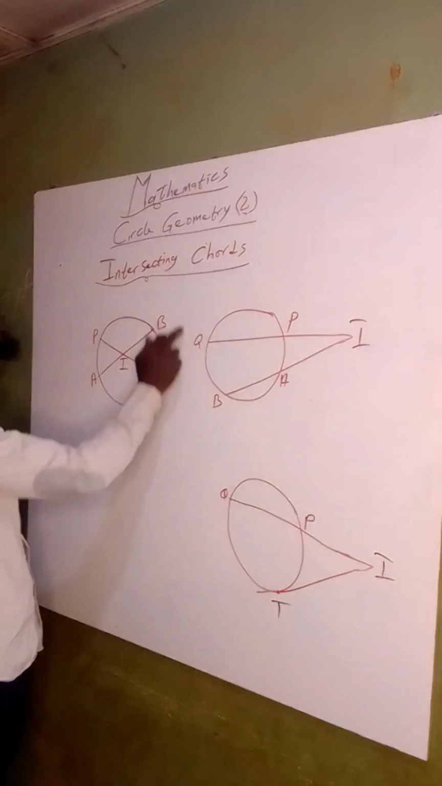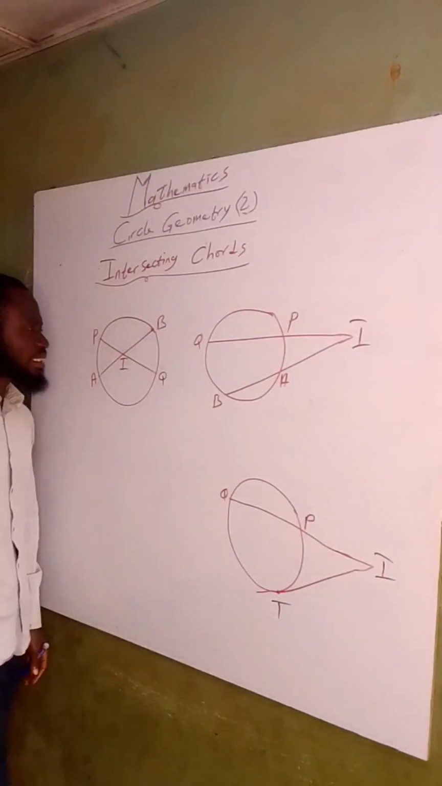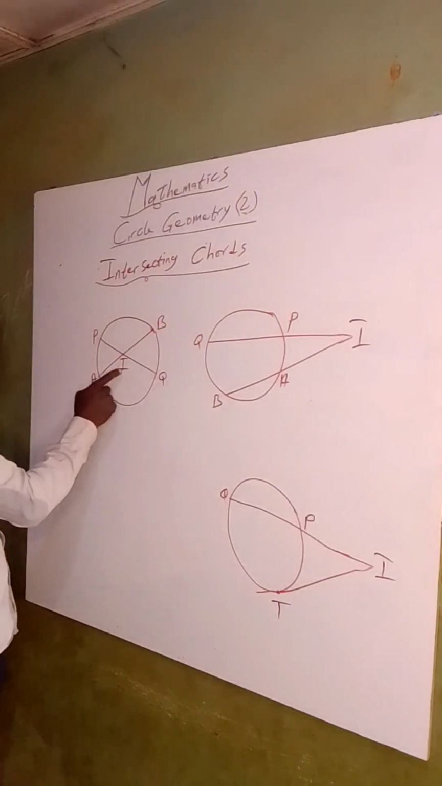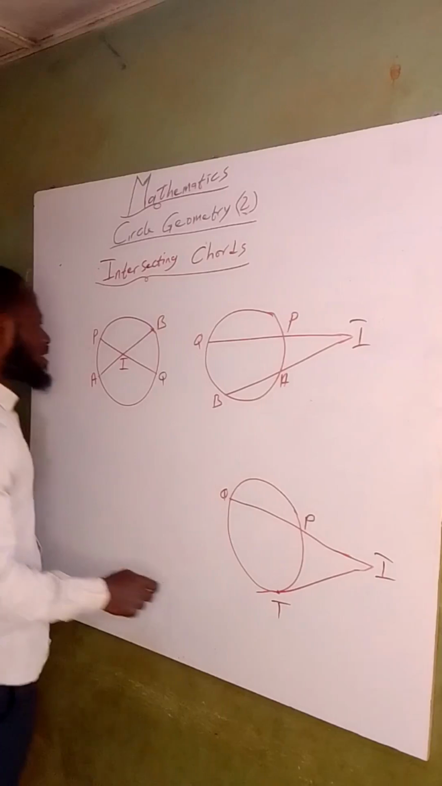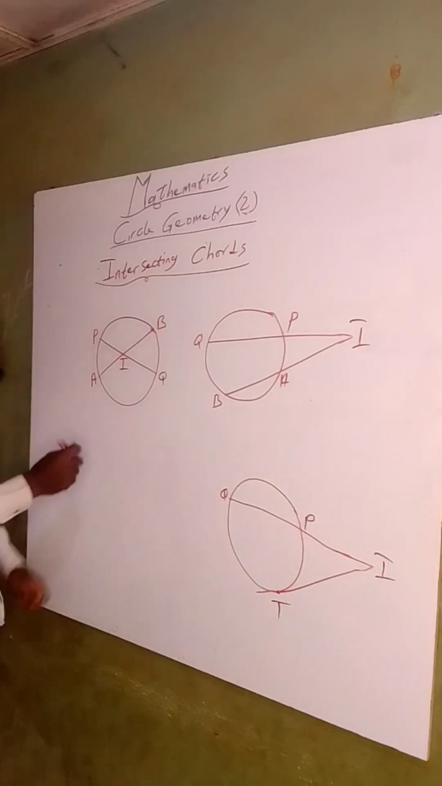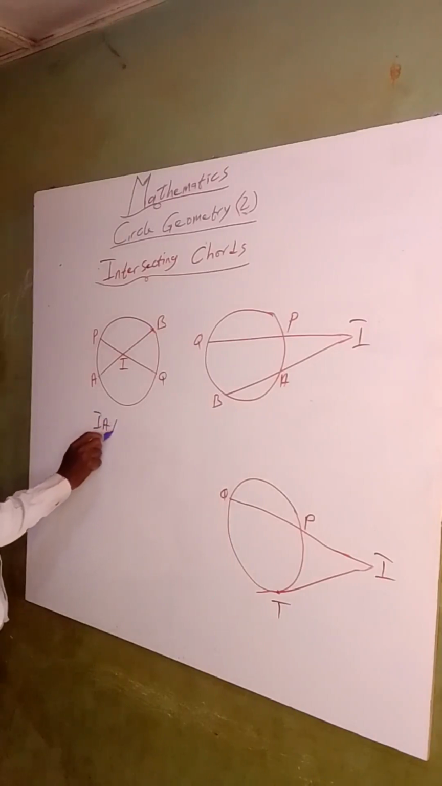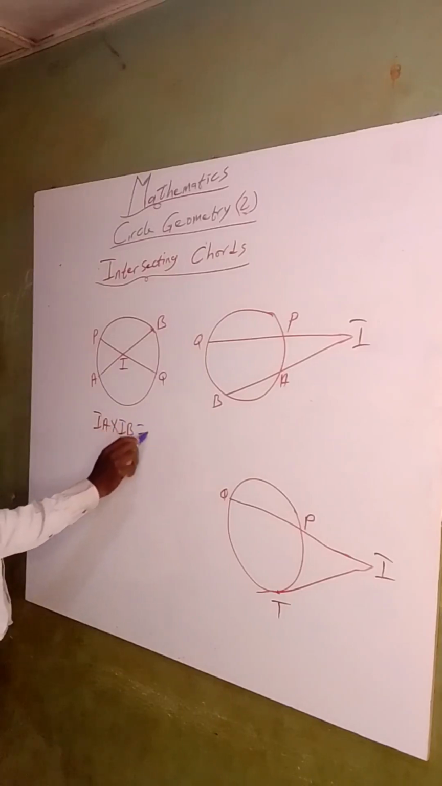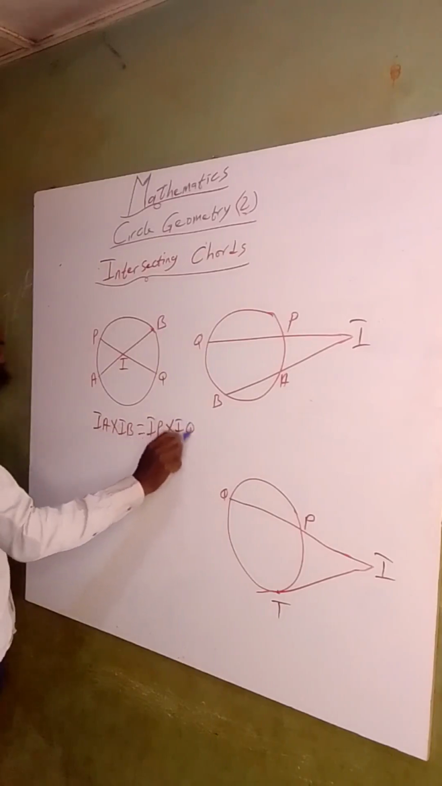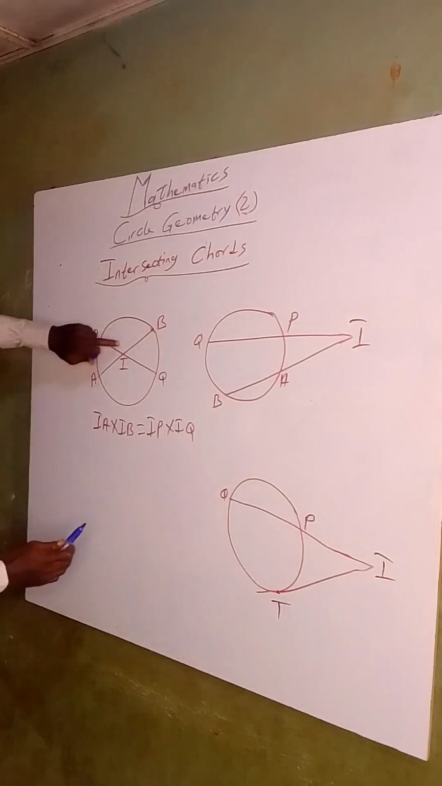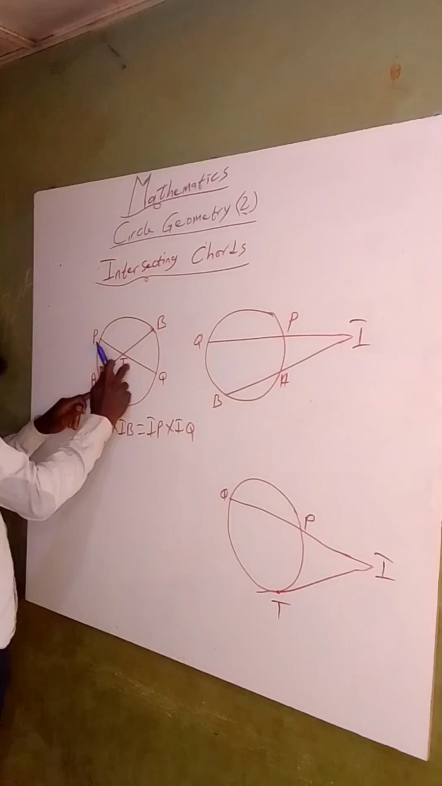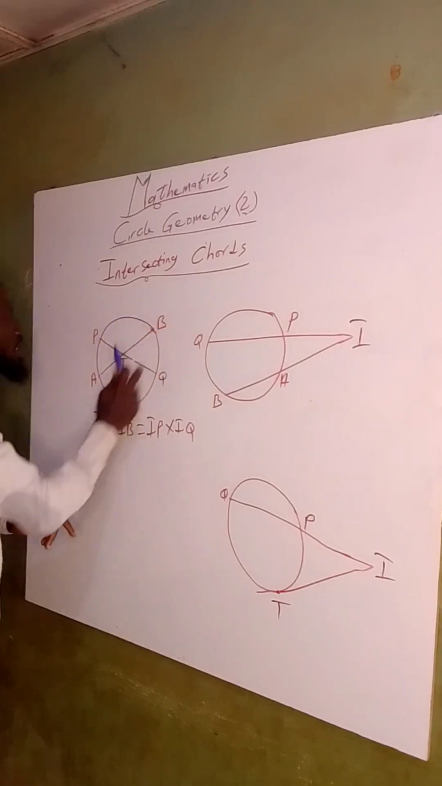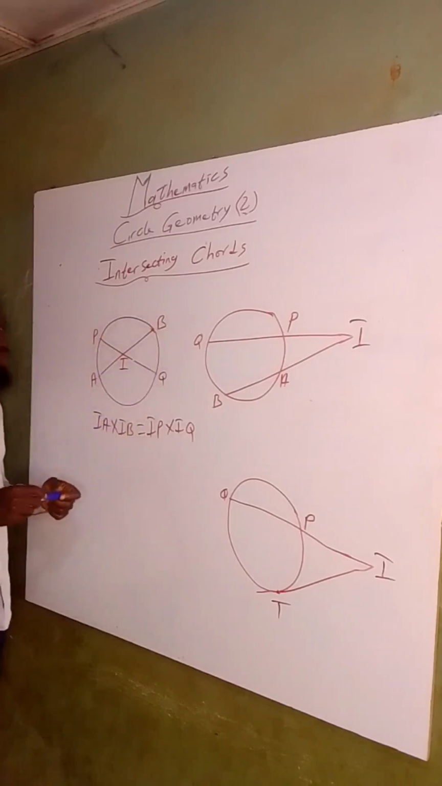Alright, but today we want to talk about intersecting chords. Now, intersecting chords here, for example, if I have chords AB and PQ intersecting at I. At the same time, chords QP and AB intersect at I. What is this telling us? What this is trying to tell us is that IA multiplied by IB is equal to IP multiplied by IQ. Whenever we have two chords like this intersecting at point I, then the distance from the point of intersection to one point, multiplied by the distance from the point of intersection to the other point on the same chord, will be equal to IP times IQ.